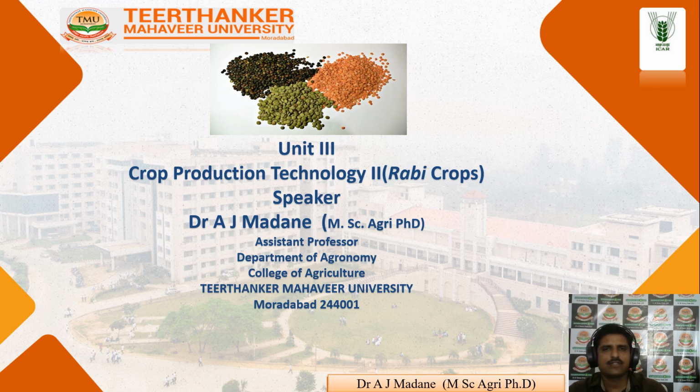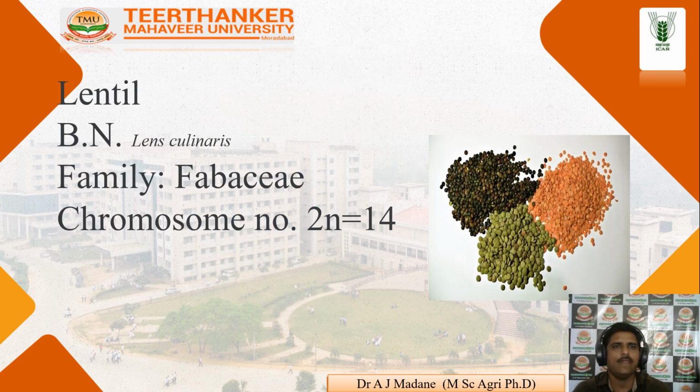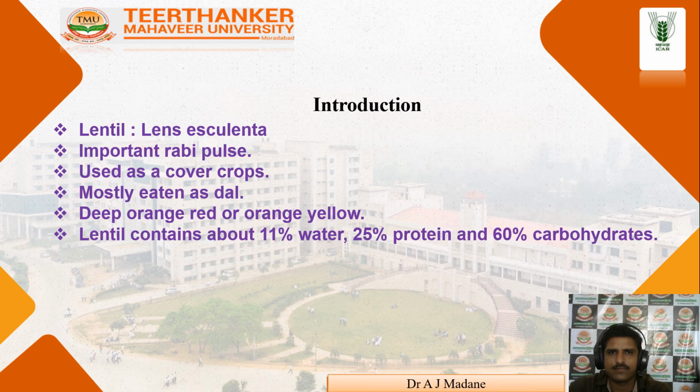The most important thing I would like to start with in this next slide: lentil is one of the crops grown in the rabi season. It has high nutritious value. First we can see the botanical name, the family Fabaceae, chromosome number 40. Next, the introductory part: this is a pulse crop which fixes atmospheric nitrogen.